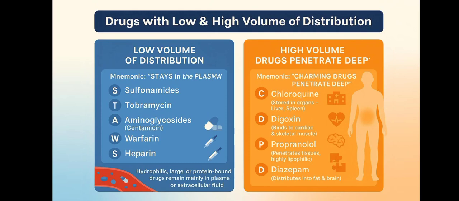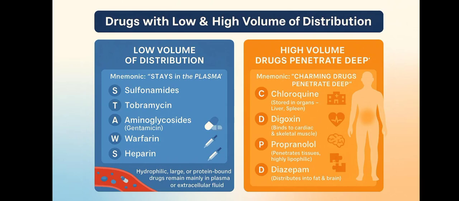In contrast, drugs with a high volume of distribution spread extensively into tissues, fat, and organs, leading to low plasma concentrations. These drugs are generally lipophilic, small, and unionized, which allows them to cross cell membranes easily. The mnemonic "charming drugs penetrate deep" helps recall these examples.